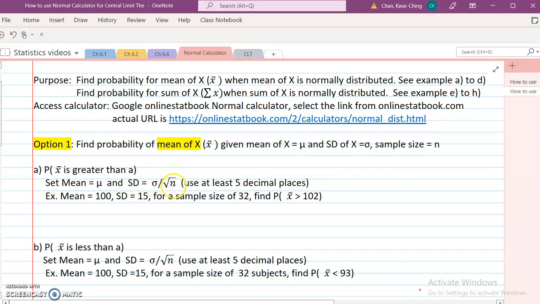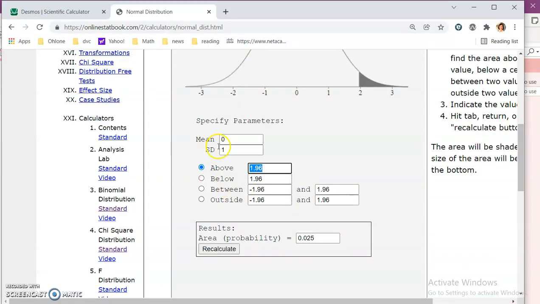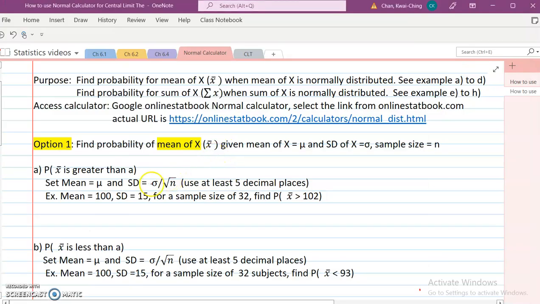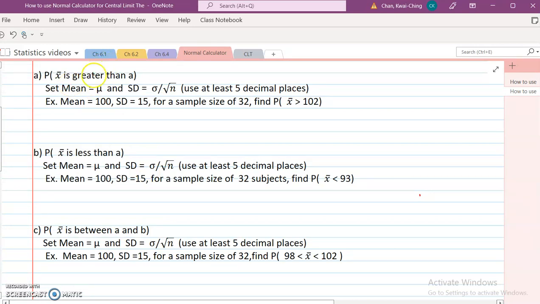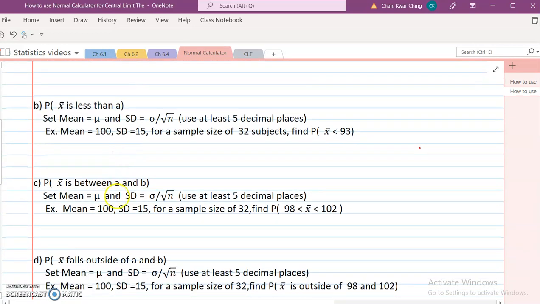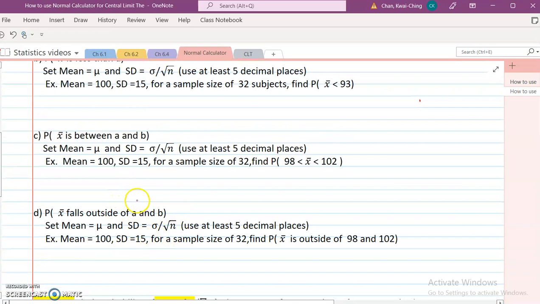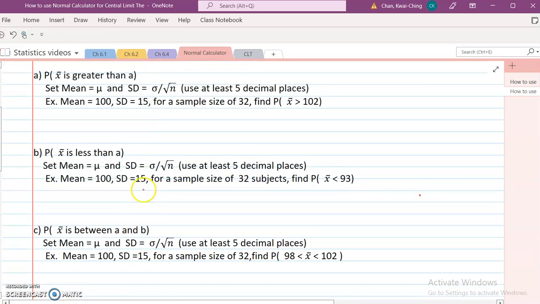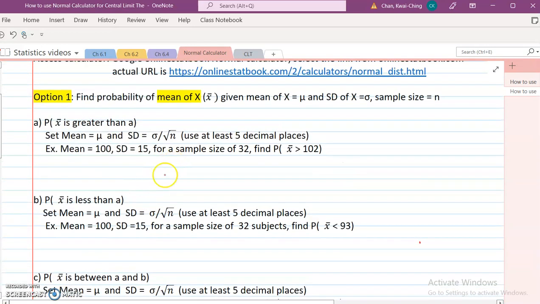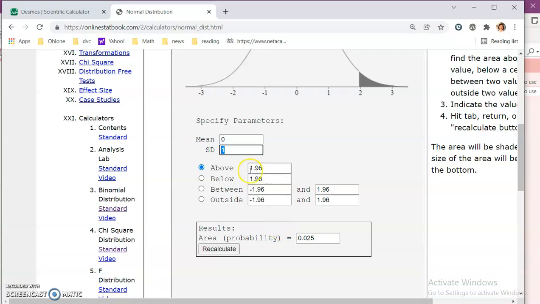Because you can't enter a square root in the online statbook calculator here, they only accept a number, what you need to do is calculate this number and then use at least 5 decimal places to enter it. Once you enter this, then you can use the calculator to find X is greater than a number, less than a number, in between two numbers, or outside two numbers. So there are 4 options that you can find probability for. But before you involve any of these, you have to set this up.